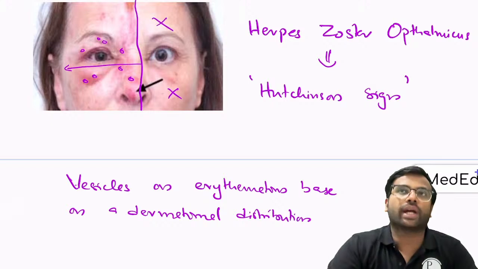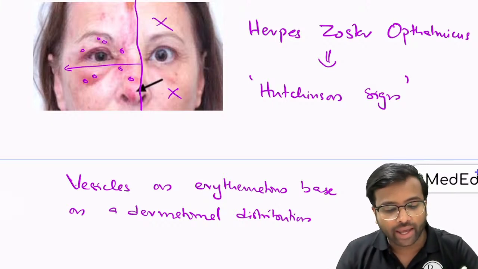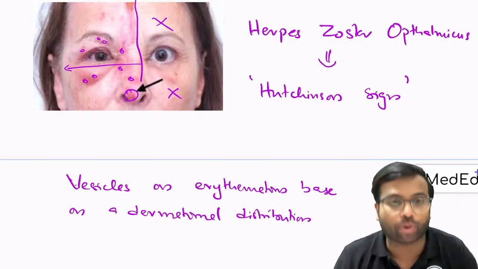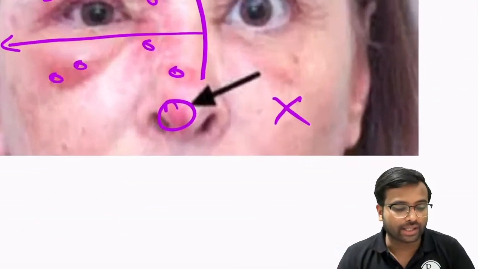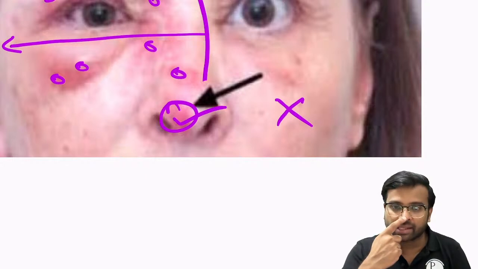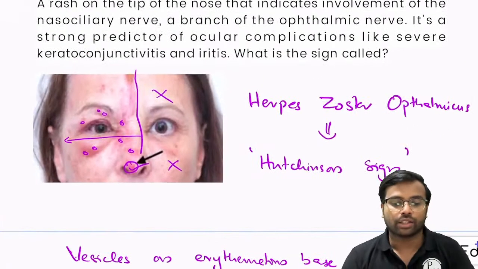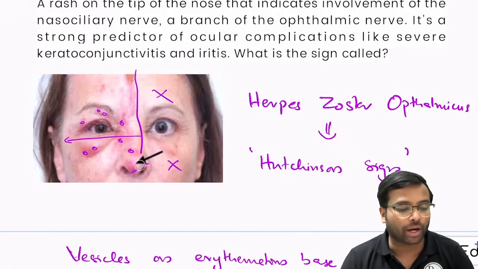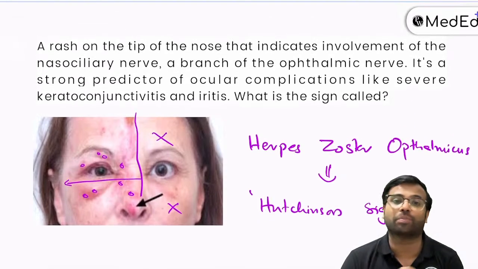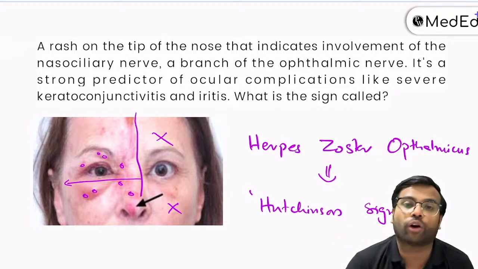Now, whenever you get a lesion like this over the face, and if you are able to see that there is a lesion over the tip of the nose, it means that there is a possibility of the involvement of the eyes. So from the dermatology department, we are going to refer this patient. Refer the patient to which department? To ophthalmology, isn't it? To rule out the involvement of the eyes.